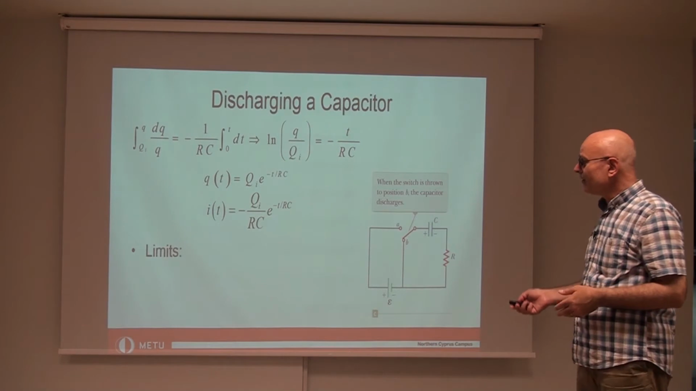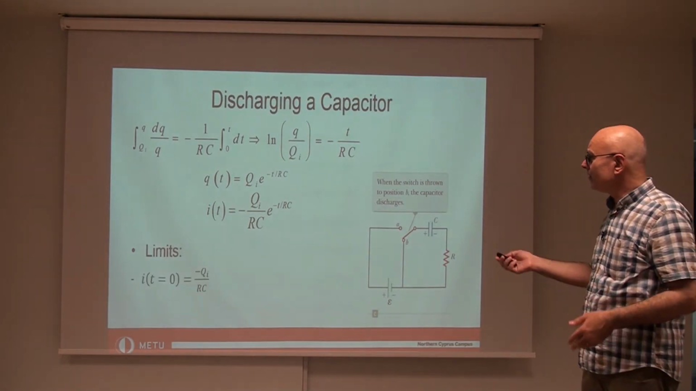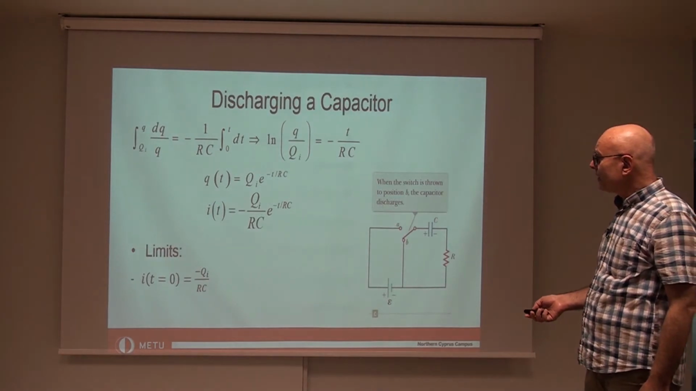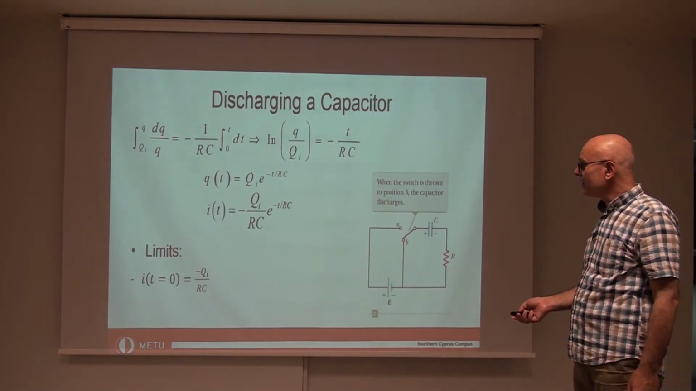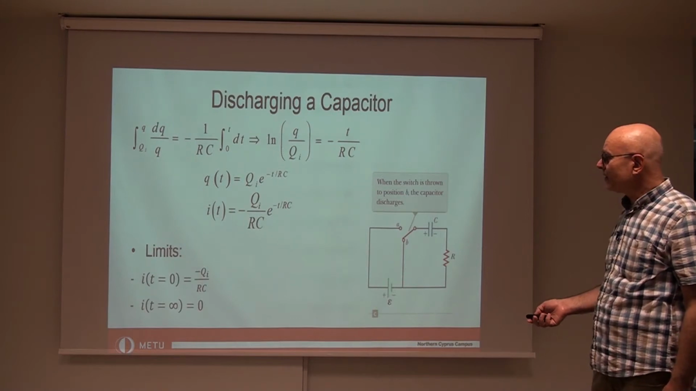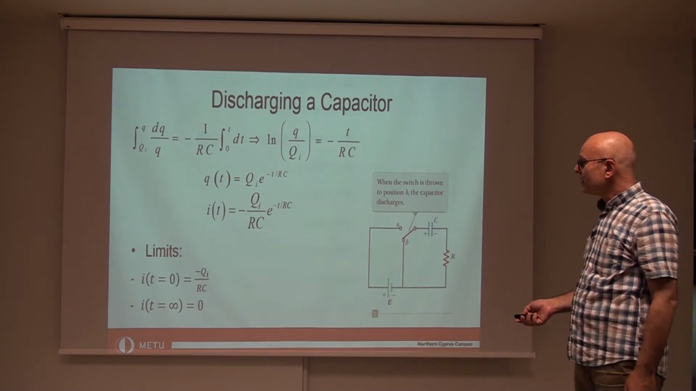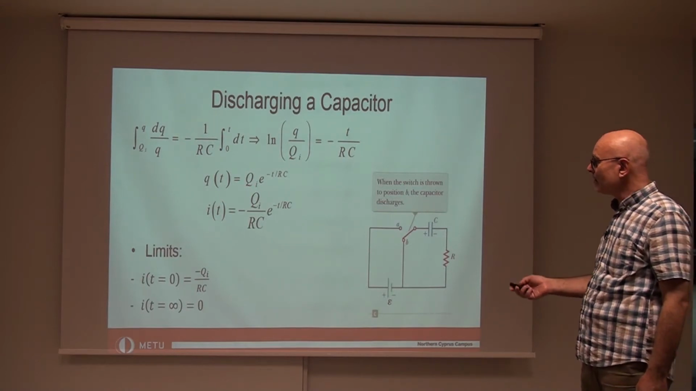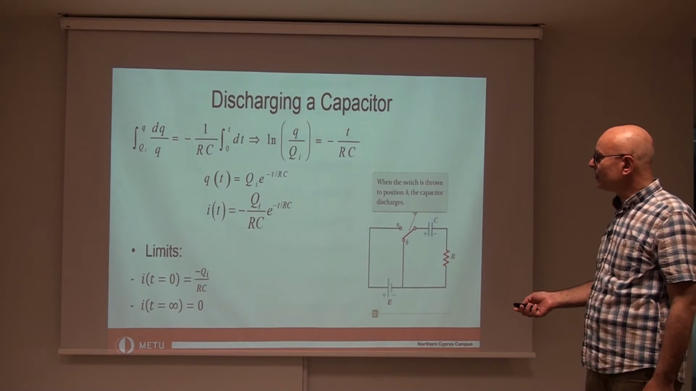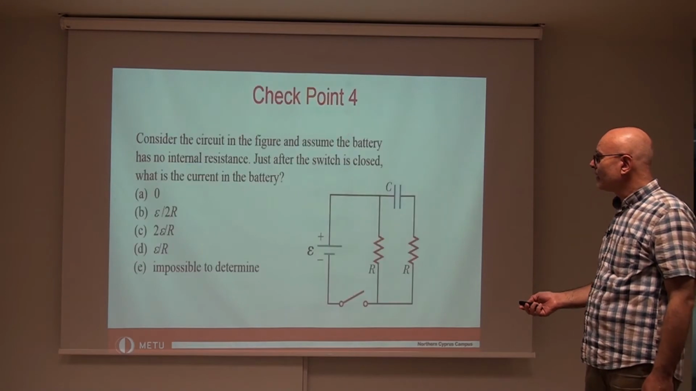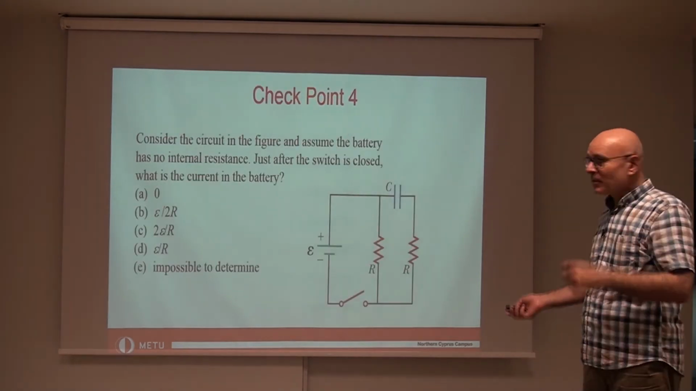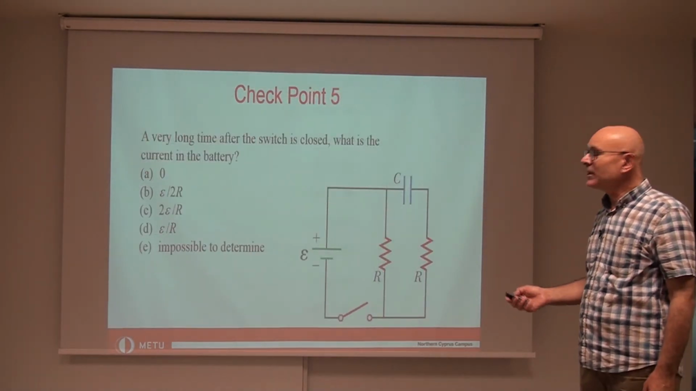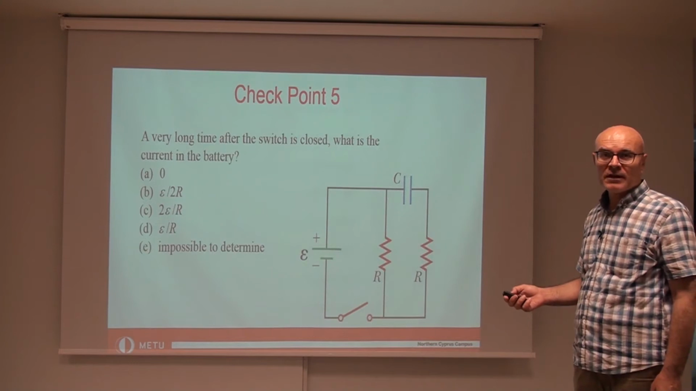curve of the current. If you take the limits as we expect, at t equals 0, the current is this, and at t equals infinity, the current is this. And for the charges, at t equals 0, the charge is q initial, which is q maximum, and then at t equals infinity, the charge is 0. Now there are a couple of checkpoints here that it's worth doing to test your understanding.